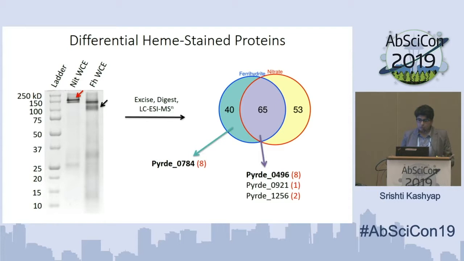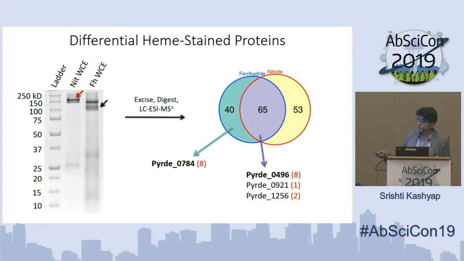So next we wanted to know, given that this organism has these 17 C-type cytochromes, which C-type cytochromes may be involved in iron reduction. And so to do this, we extracted the proteins from ferrihydrite-grown cells and compared them to the protein extracts of nitrate-grown cells. And we stained specifically for the cytochromes using a heme stain.